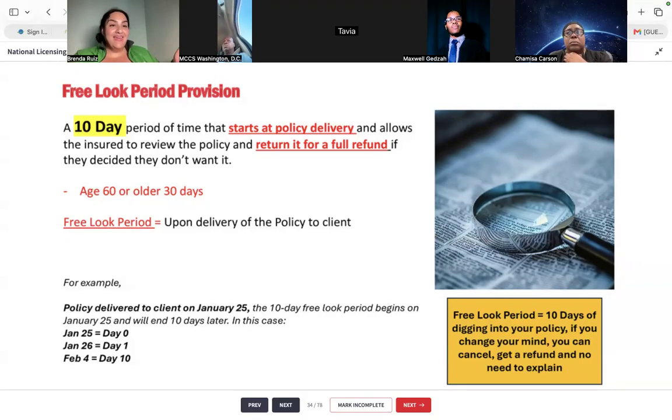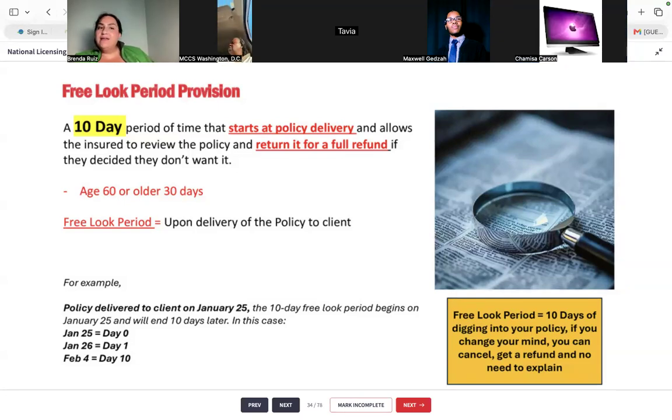Now, how long they get depends on how old they are. If you're 59 and under, you get 10 days to decide if you want to keep this. If you are age 60 or older, you get 30 days. You get 30 days to decide whether or not you want to keep it. If you decide within those 10 days or those 30 days, depending on your age, that you do not want this policy, you get your money back.